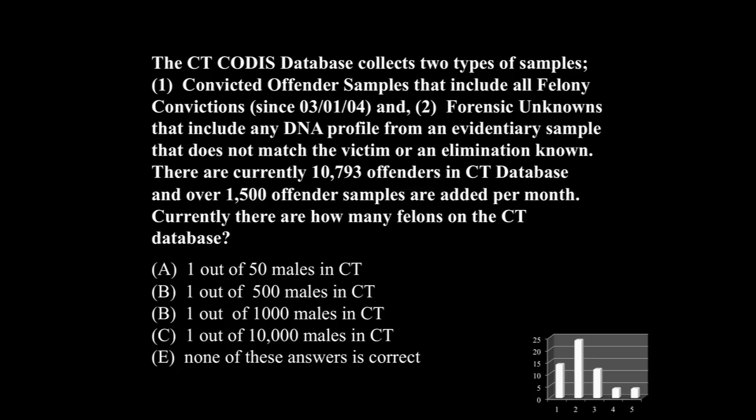Since Connecticut started a DNA felon database in 2004, it has been collecting DNA from felons, and currently, how many felons would you estimate were on the Connecticut DNA felon database? Would that be 1 in 50 males, 1 in 500, 1 in 1,000, 1 in 10,000? None of these answers is correct. Well, actually, that'd be 1 in 50 males.